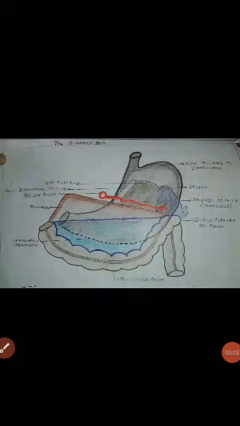Anatomy of stomach. This is the stomach diagram, and the stomach is a muscular bag which forms the widest and the most distensible part of the digestive tube. The stomach is continuous above with the lower end of the esophagus, and it is continuous below with the duodenum. It acts as a reservoir of food.